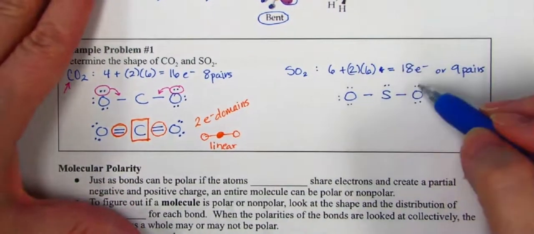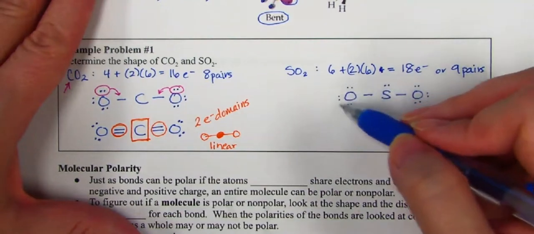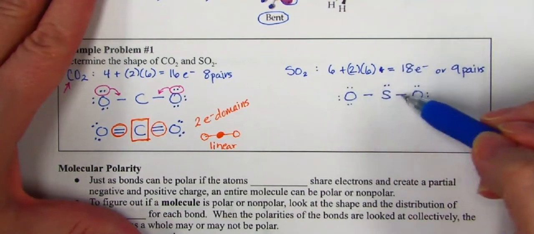Everybody is almost happy. All of my oxygens are happy with 8 around them. But my sulfur is not. My sulfur only has 2, 4, 6 electrons.